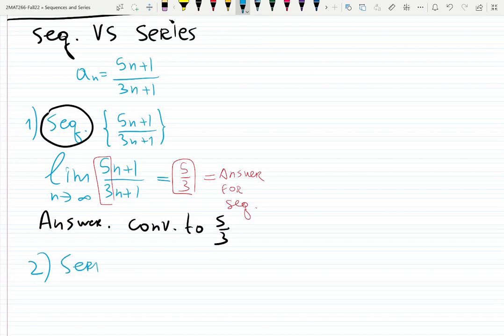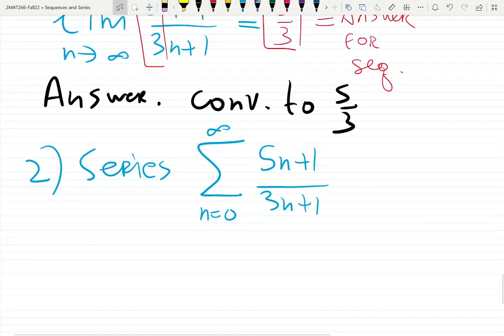For series, that's not the same. For series, it's more complicated. Sum of 5n plus 1 over 3n plus 1, say n is from 0 to infinity. You usually use some kind of test, and we only teach you one test, which is the divergence test. And also we taught you geometric series. So you start with the limit, the same thing, because that's the divergence test, super convenient. You check the limit. So let's check.